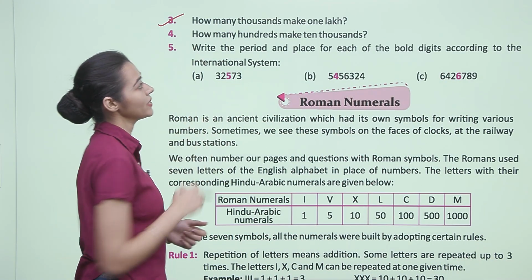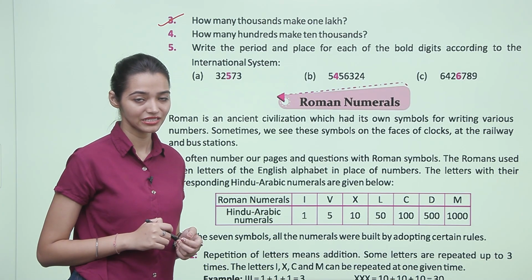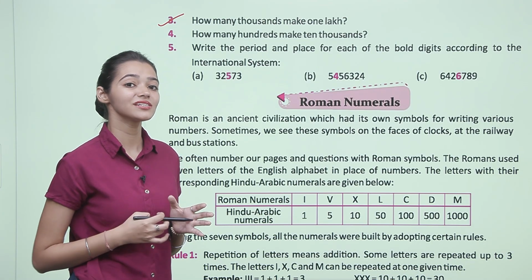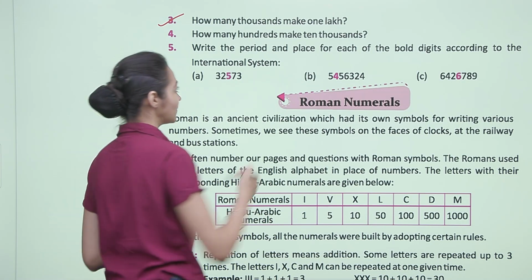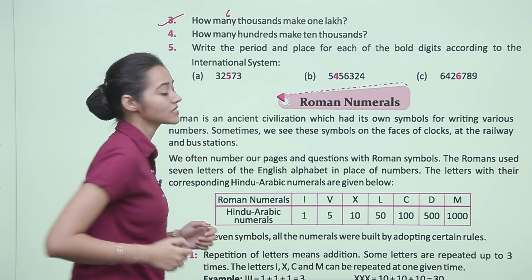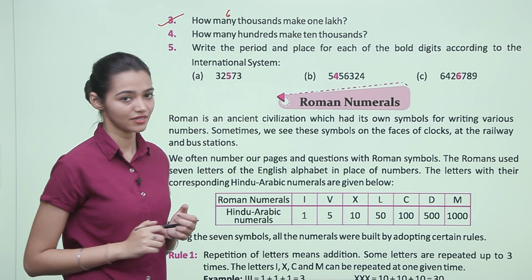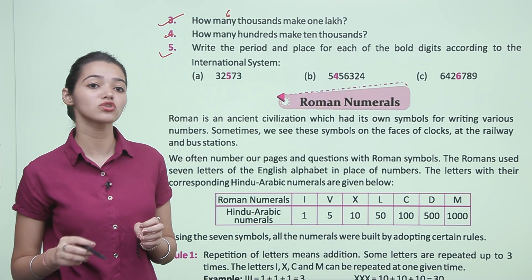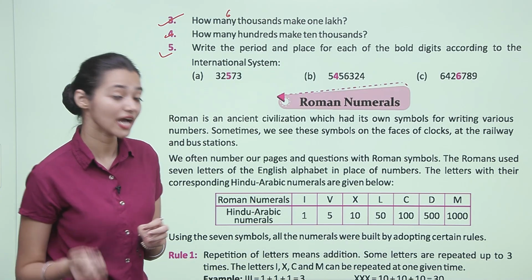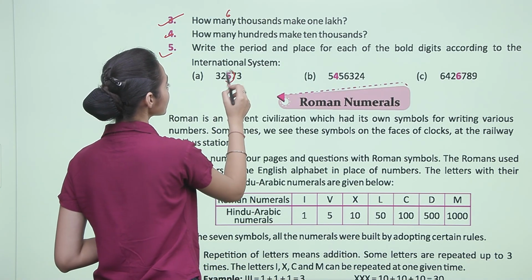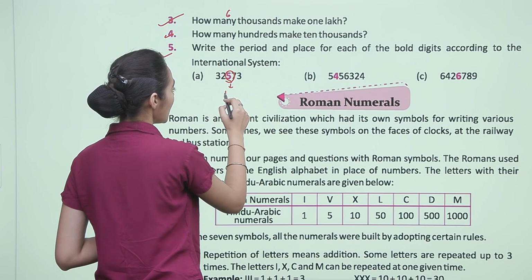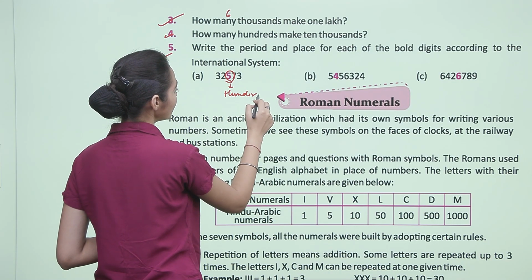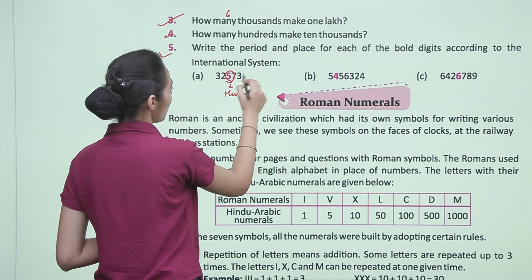Now the next one, how many thousands make 1 lakh? 6 thousands can make 1 lakh. That's how you can complete the next one. In the next one we have to write the period and place for each of the bold digits according to the international system. Now according to the international system, the place is hundreds and the period is the ones period.